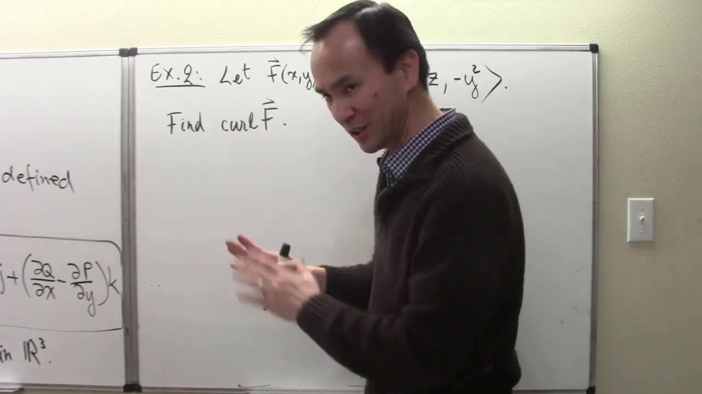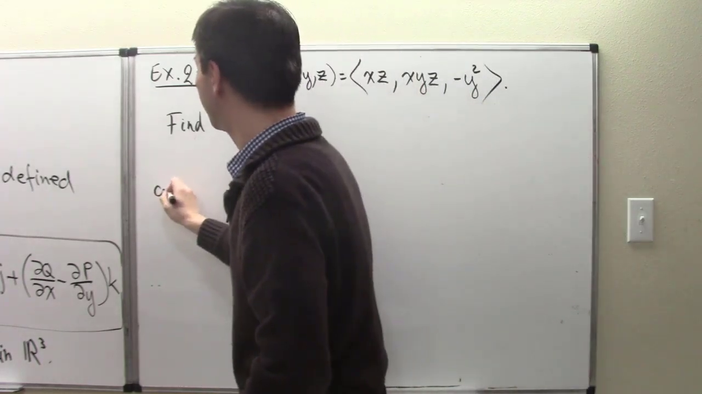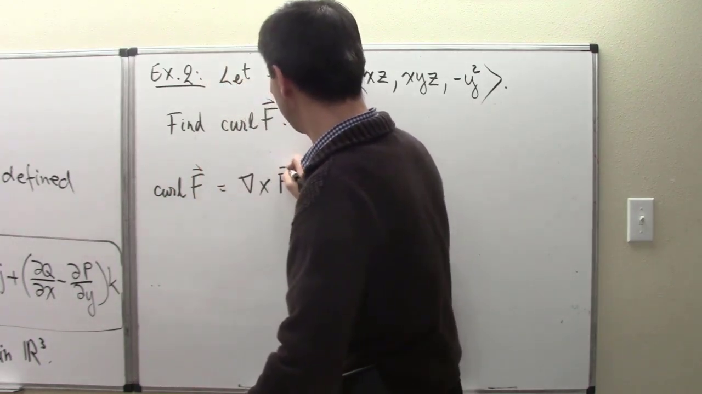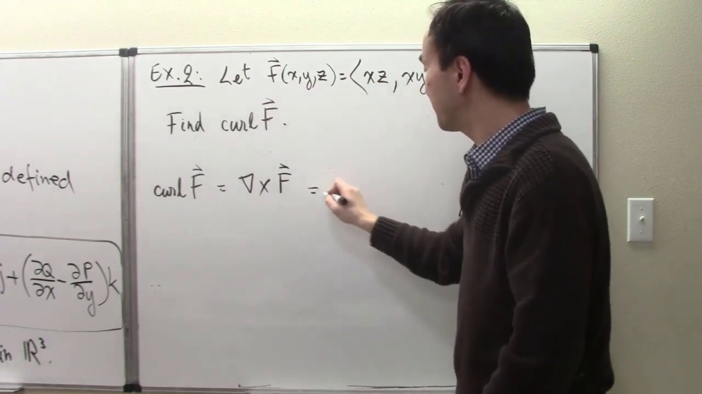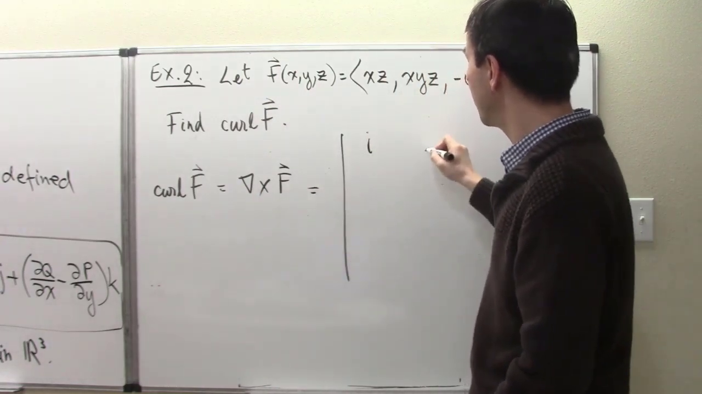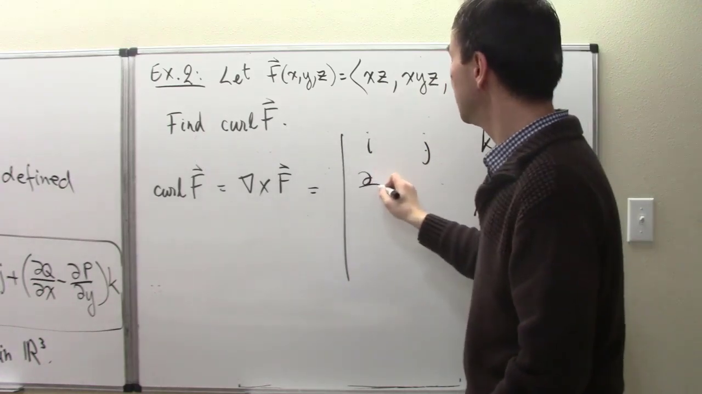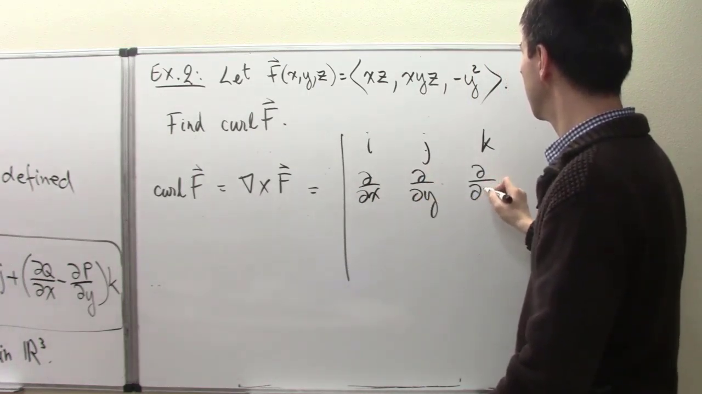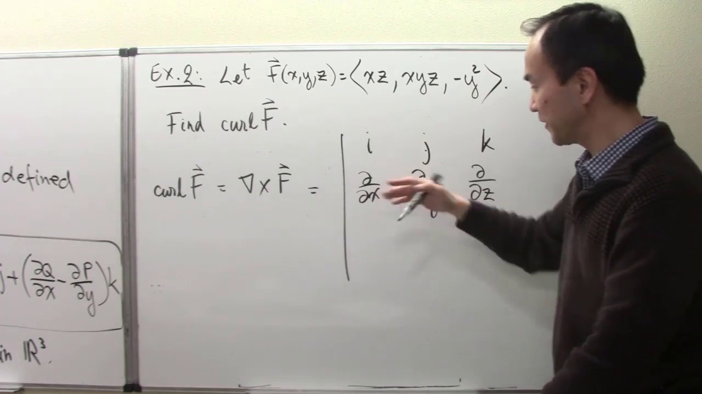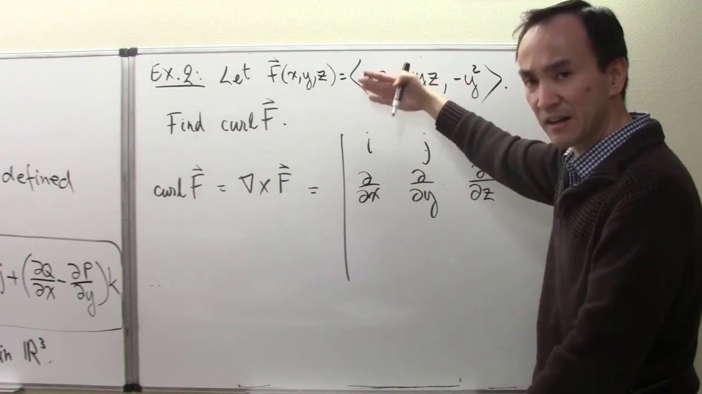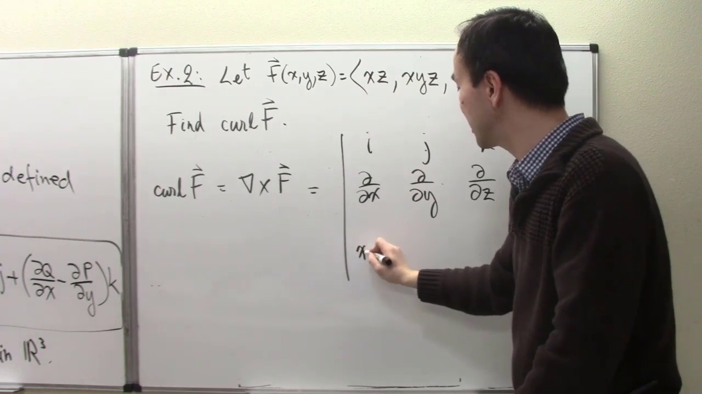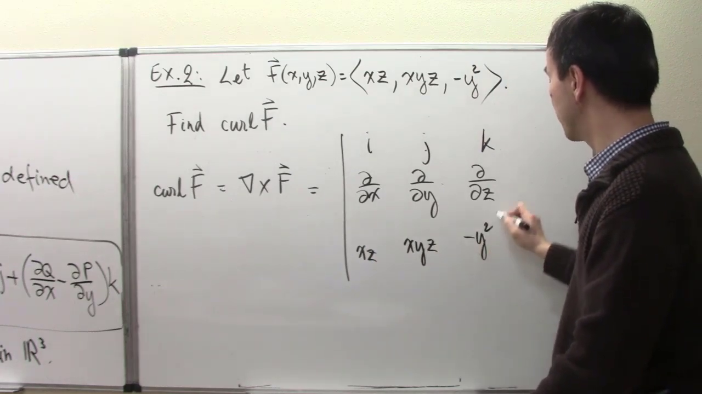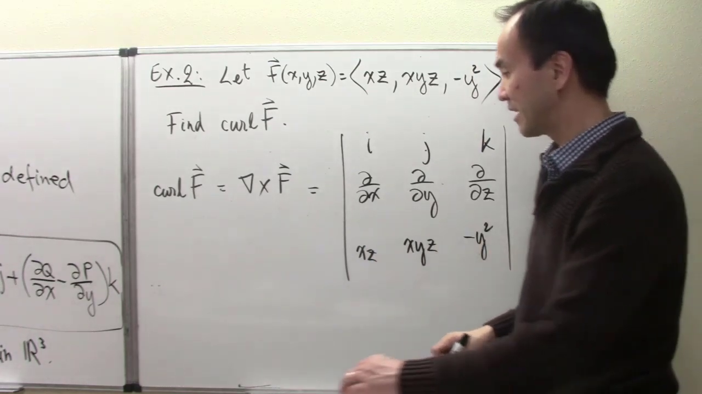So the curl of f with the del operator, okay? The curl of f is simply the del operator cross f. So del cross f, and setting up the ijk determinant. So now we're looking at d/dx, d/dy and d/dz like that. Okay, so that's for the curl vector. And then the other three components, now let's write them in. So I have xz here, I have xyz for the second column, and I have minus y squared for the third column. All right, so now let's handle it one by one.